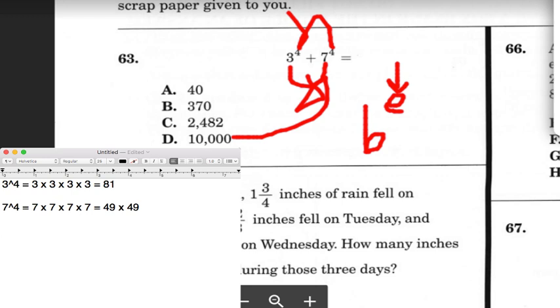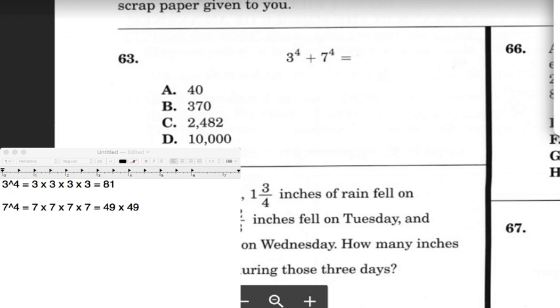Let me try it. I'm going to have to write it out, and I don't really have the situation to do that. Let me try to do it on the screen as best I can. Let me clear this for a second. So we're going to get 49 times 49.